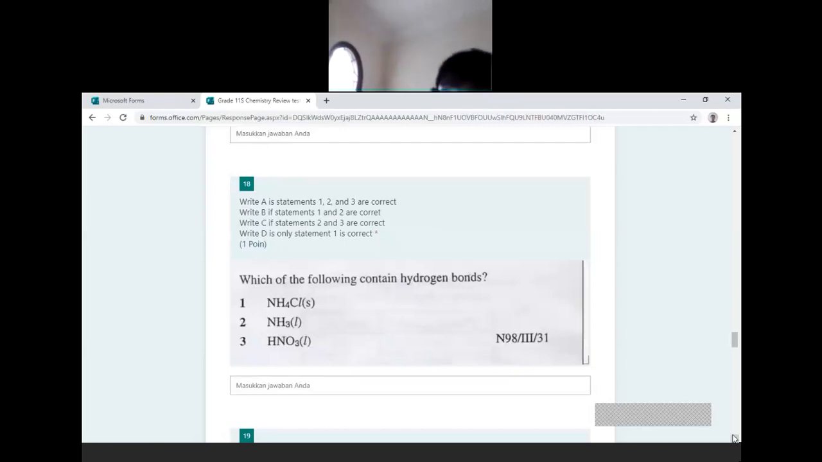This is called a polyatomic ion. But NH4Cl is an ionic compound. Hydrogen bonding means intermolecular forces, so the molecule must have covalent bonds. So the molecules are NH3 and nitric acid. Nitric acid is a covalent compound, a covalent molecule, and NH3 is also a covalent molecule, while NH4Cl is an ionic compound.